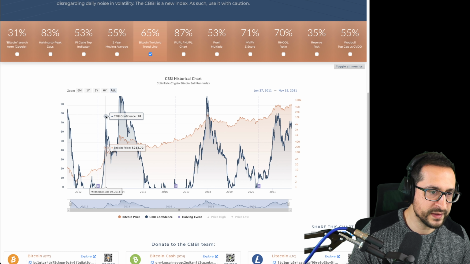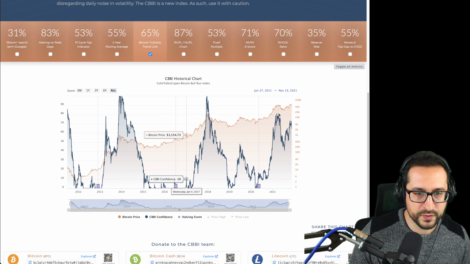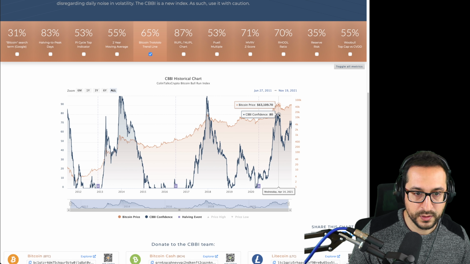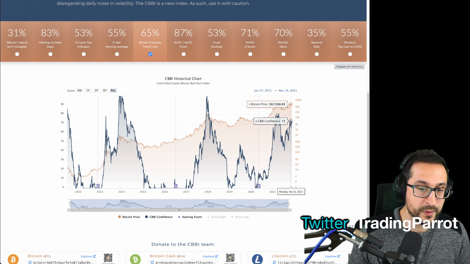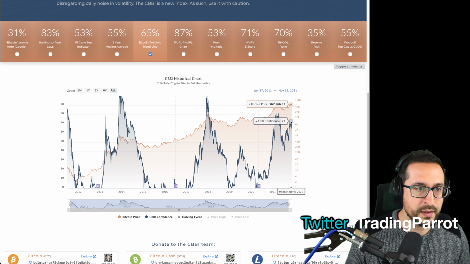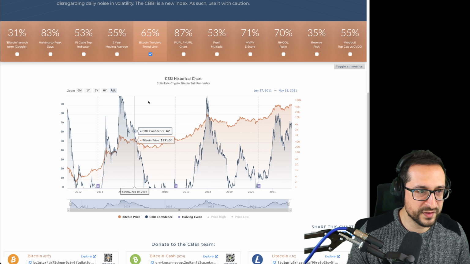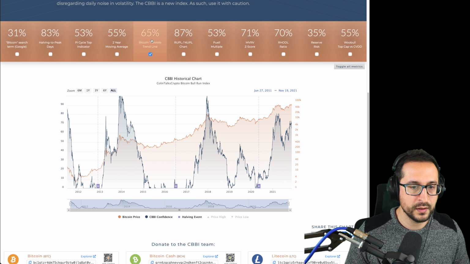In here, it got to 78, and it was a local top, just like we did in March. We got that to an 80. The maximum we have hit more recently is 73, now sitting at 65. So there's still, for this one, 35% room to go higher.